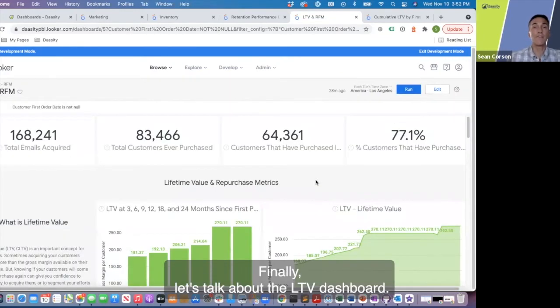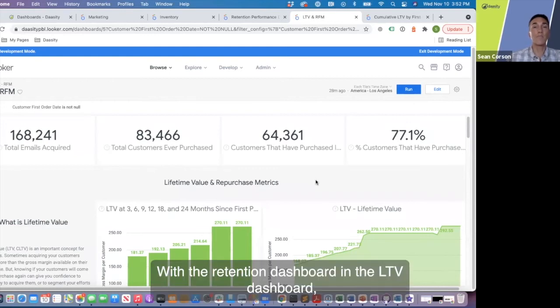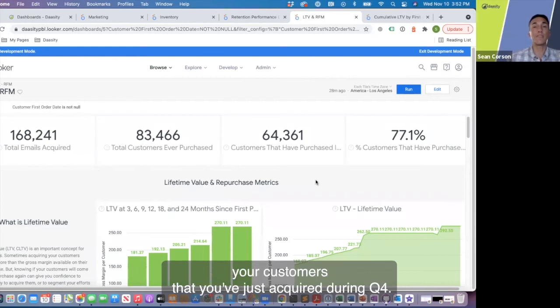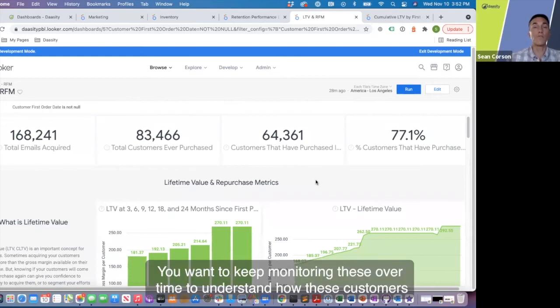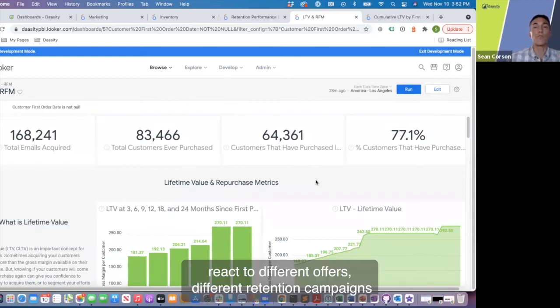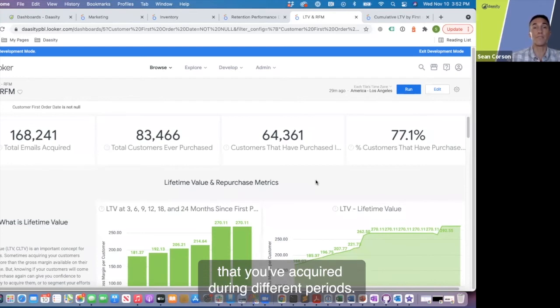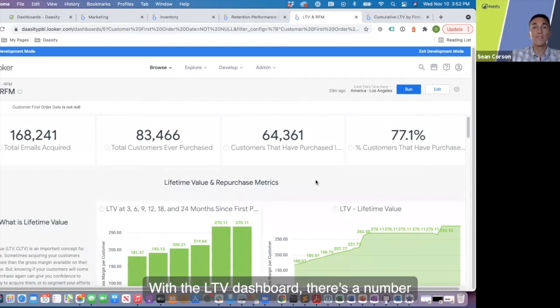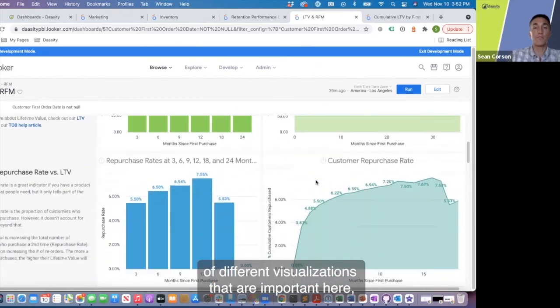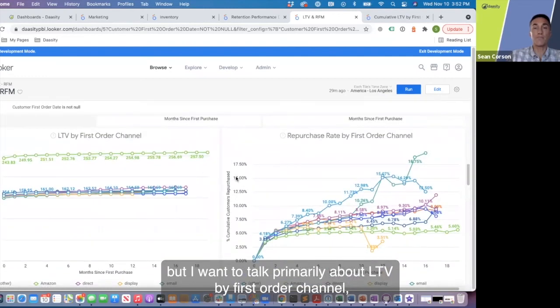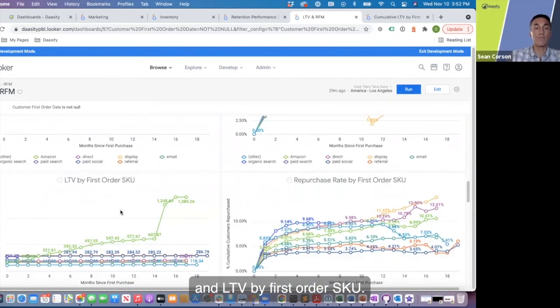Finally, let's talk about the LTV dashboard. With the retention dashboard and the LTV dashboard, these are really designed to allow you to better understand your customers that you've just acquired during Q4. You want to keep monitoring these over time to understand how these customers react to different offers, different retention campaigns, and how their lifetime value compares to other customers that you've acquired during different periods. With the LTV dashboard, there's a number of different visualizations that are important here, but I want to talk primarily about LTV by first order channel and LTV by first order SKU.